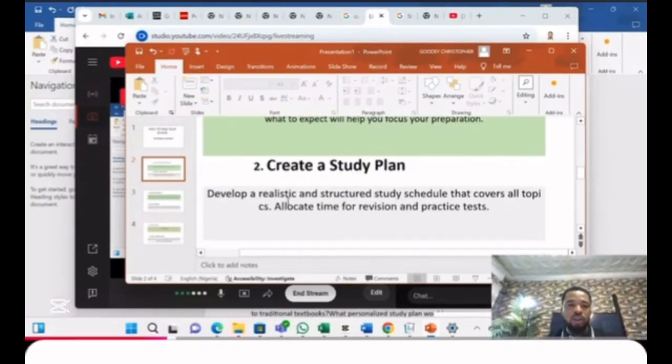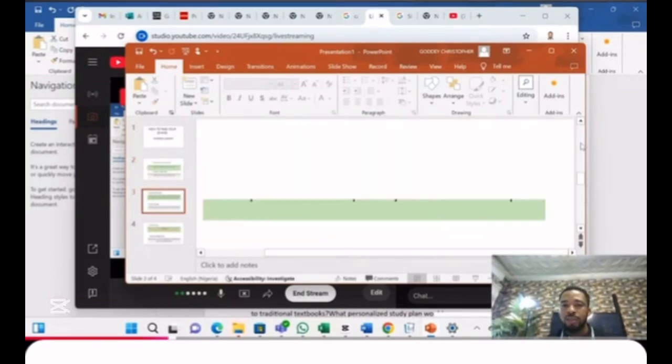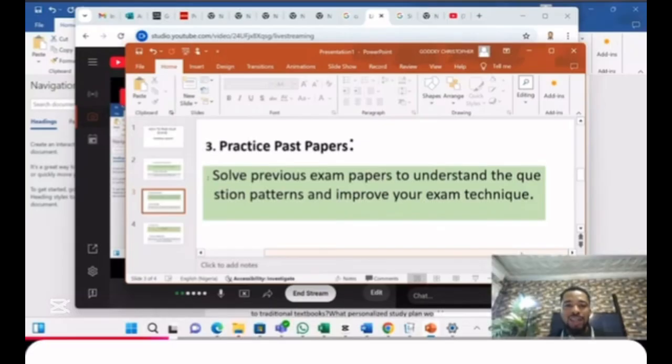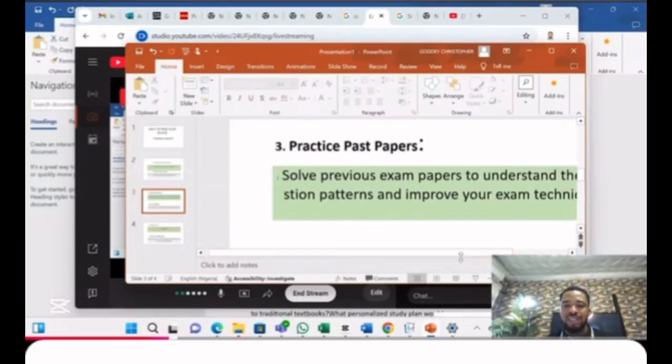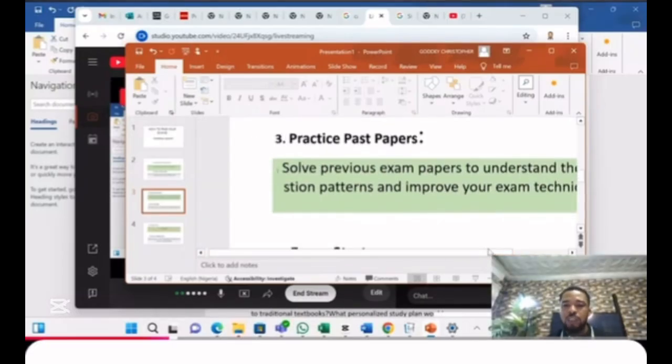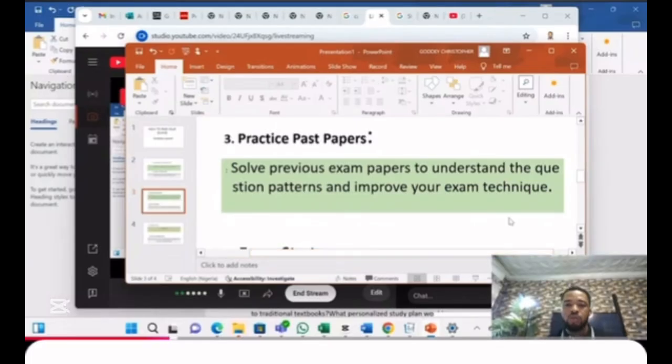That's the second one. You must try as much as possible to create a study plan. Now, if you look at the third one, you cannot even overemphasize this one here. Practice past questions. Practice past questions, right?